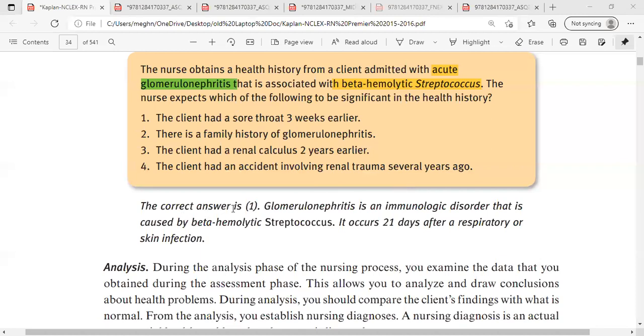So the correct answer is: glomerulonephritis is an immunological disorder, antigen antibody, or it is called immunological, that is caused by beta hemolytic streptococci. It occurs 21 days after a respiratory or skin infection. It is more common in children who have impetigo. If impetigo is not treated well, it leads to glomerulonephritis.